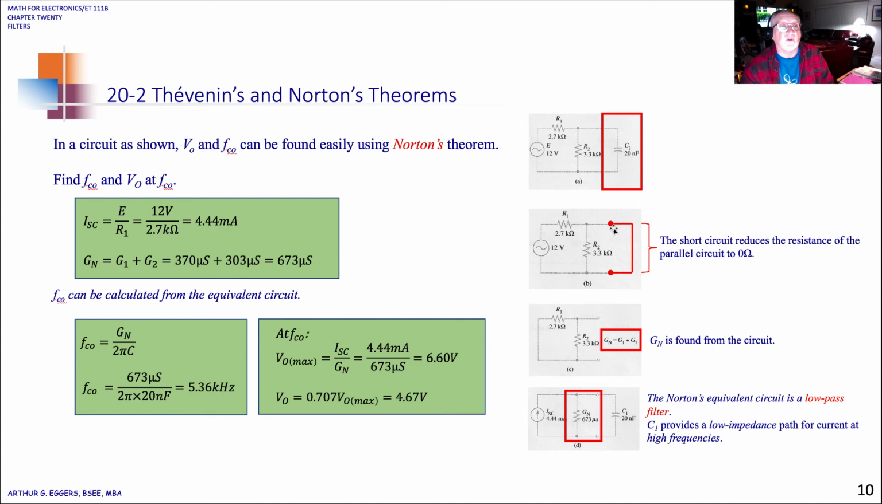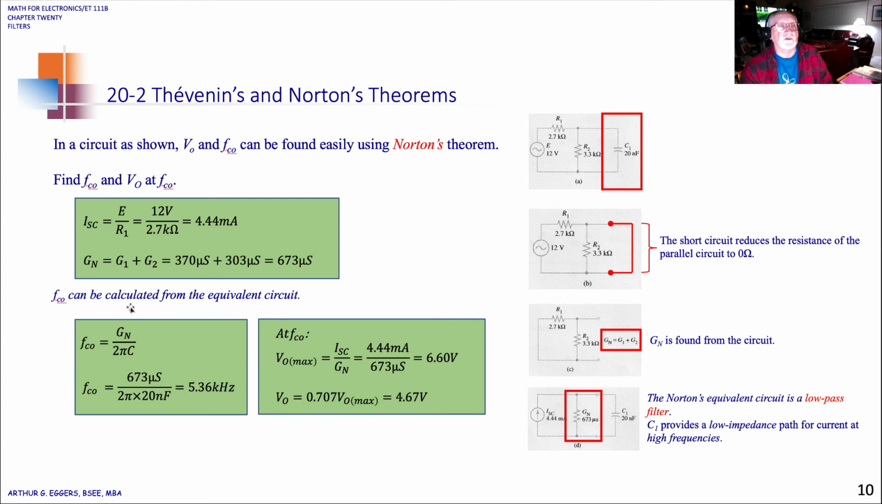What we're going to do is create a short circuit. We're going to take the capacitor out. We're going to create a short circuit at the output, and we end up with a short circuit current of 4.44 milliamps in this case. So the conductance for the network, or the Norton's equivalent, G1 plus G2, we have 370 microsiemens plus 303 microsiemens, a total of 607.3. So we see it down here in the third representation of the circuit. G sub n is found from that circuit.